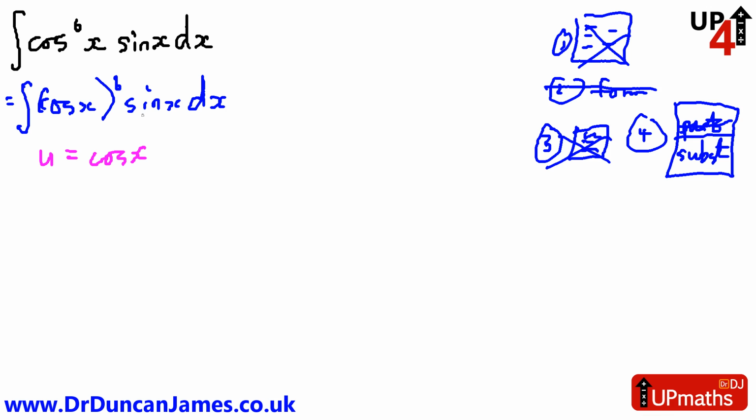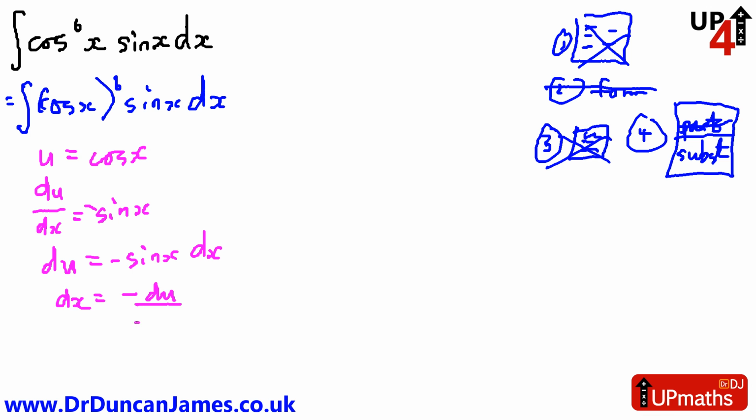Does it differentiate to sin x? If it does, that looks promising, and in fact it does. Du dx equals sin x. So we're thinking maybe we're going to get some cancelling here. This looks promising. I'm going to rearrange this slightly more carefully. Oh, by the way, I forgot a minus sign there. So du equals minus sin x dx. So that means that dx equals minus du over sin x, because I've divided both sides by minus sin x.